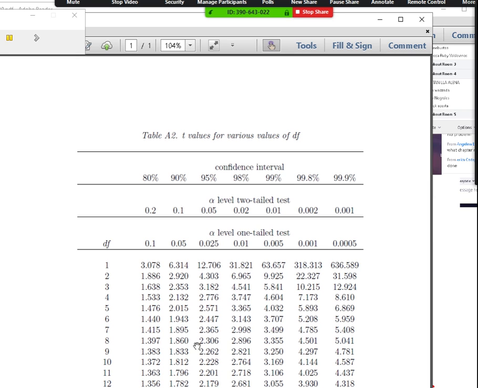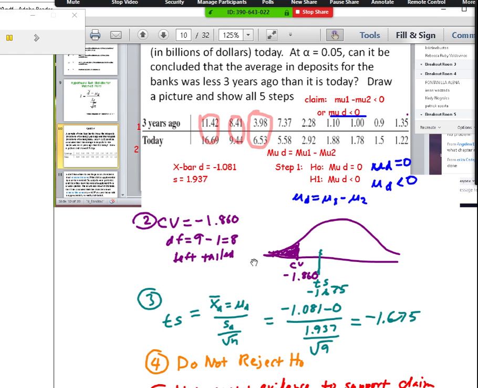That's my critical value. So I'm going to draw that into my picture as negative, because it's left-tailed. Less than means left-tailed. So shade to the left, and negative 1.860. Then I'm going to do my test stat. So my x bar d, which we said was negative 1.081, minus mu d. That's my claim. My claim was 0, so that's going to be 0 there.